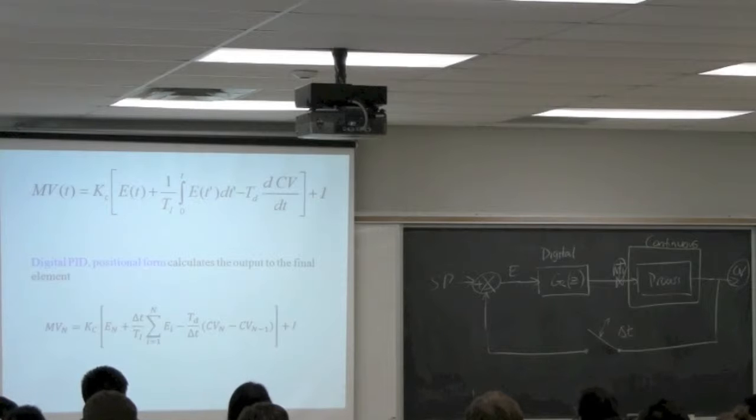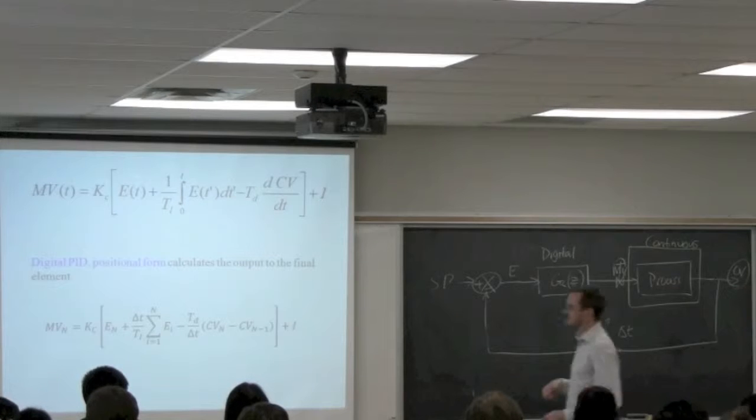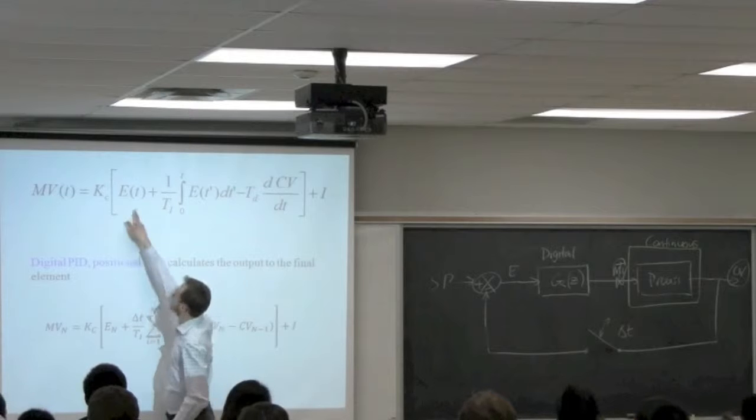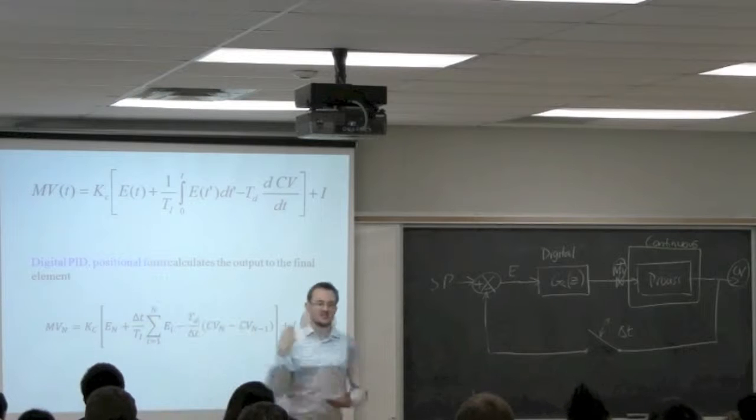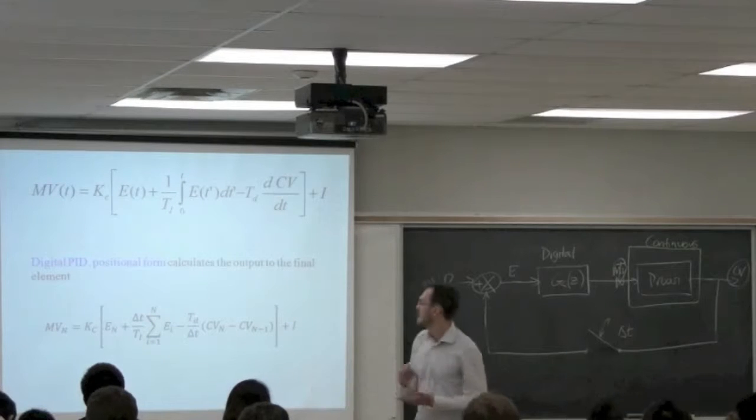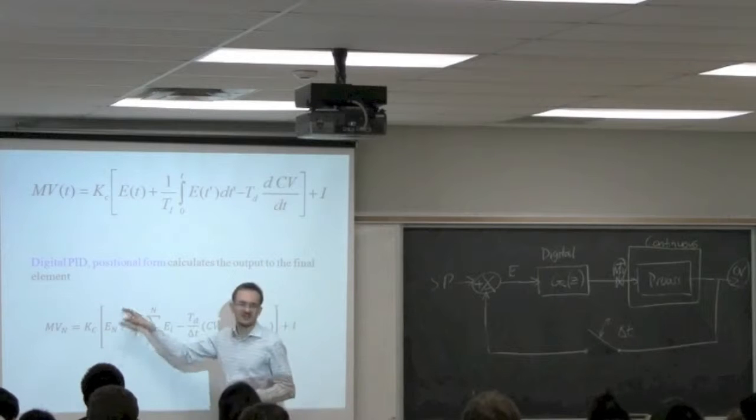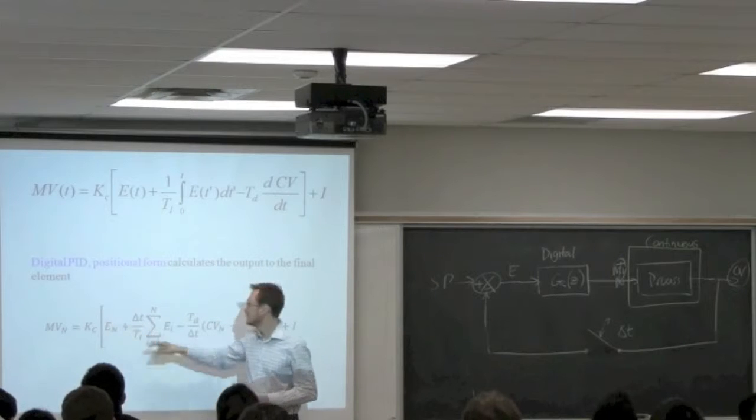So let's take a look at a digital version of the controller. Well, there's a one-to-one mapping. The proportional term maps exactly the same. Instead of measuring E continuously, you just sample E, in the same way. So we call that E subscript N. So at the nth sample, I just measure what E is.